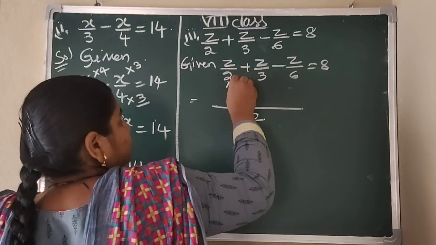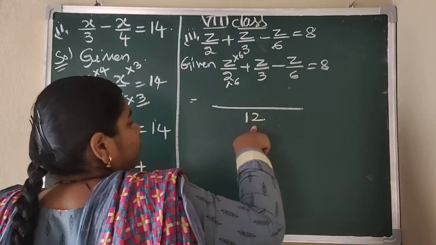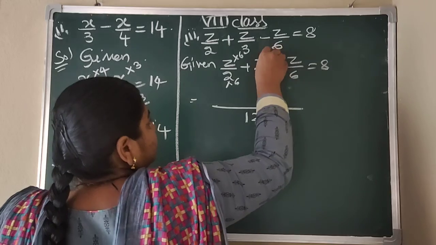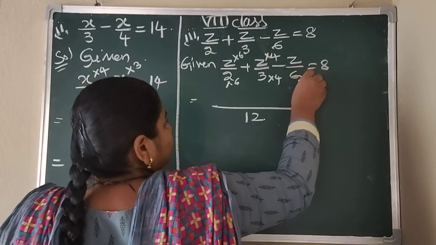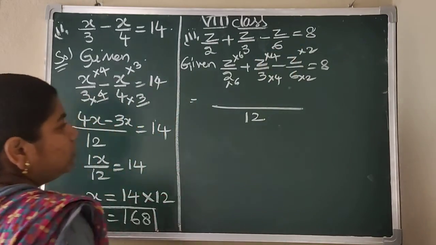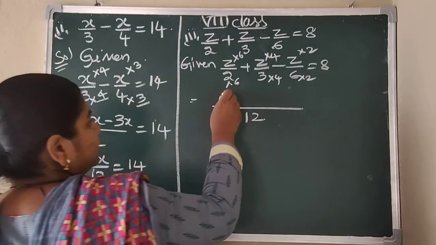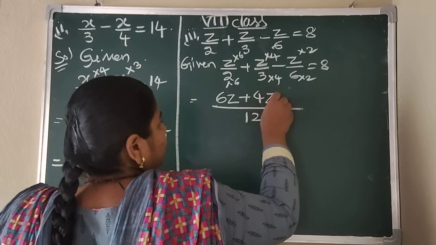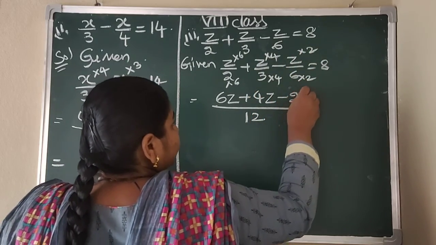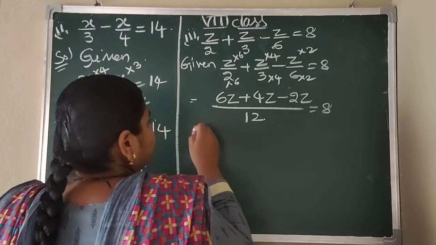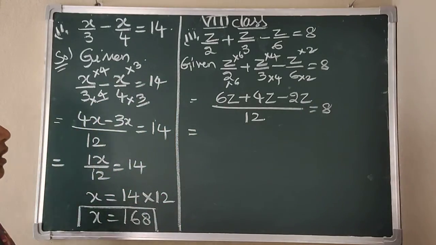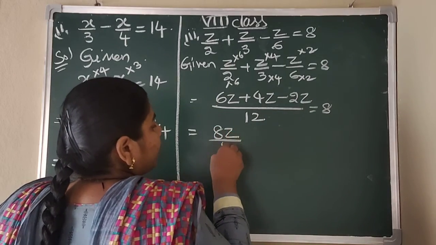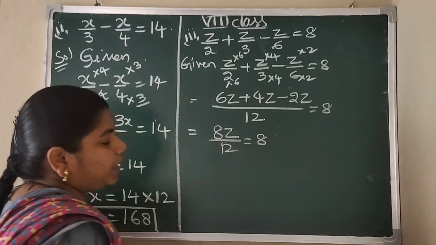2 6s are 12, so I have multiplied the same 6 in the numerator. Then 4 times, and 2 times. So z into 6 will be 6z plus 4 into z will be 4z minus 2 into z will be 2z is equal to 8. So 6 plus 4 will be 10, 10 minus 2 is 8. So that will be 8z by 12 is equal to 8.